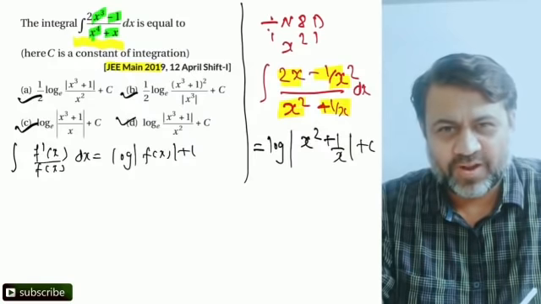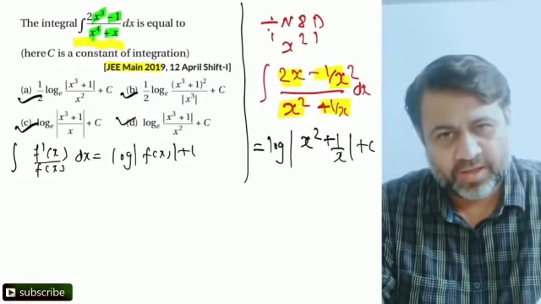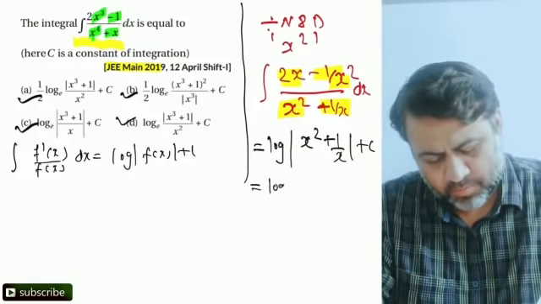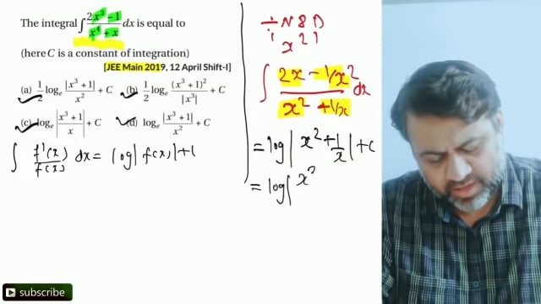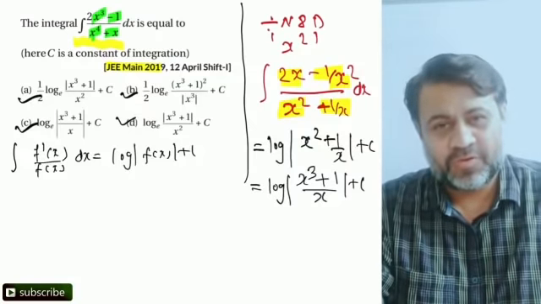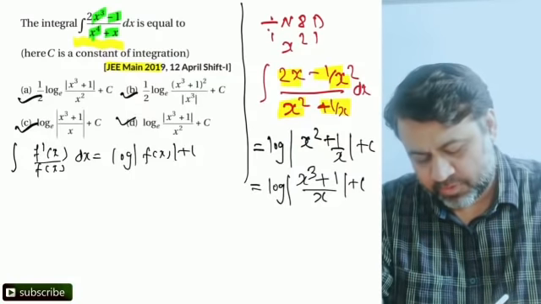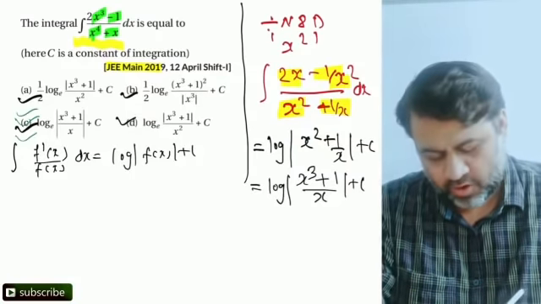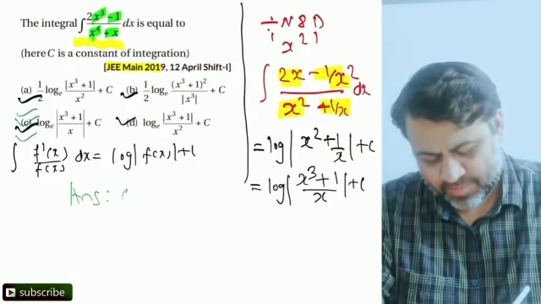But this is not matching, right? It is not matching with any option. One small step: we just cross multiply and simplify, x cube plus 1 by x plus c. Now if you observe, this matches with my option number C. So my answer is option number C.